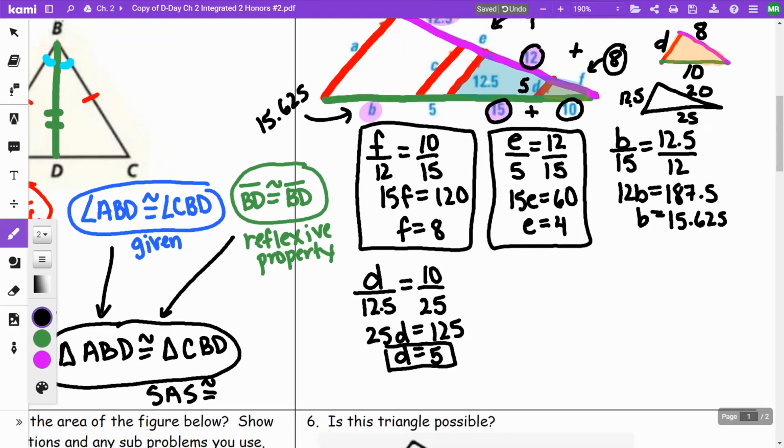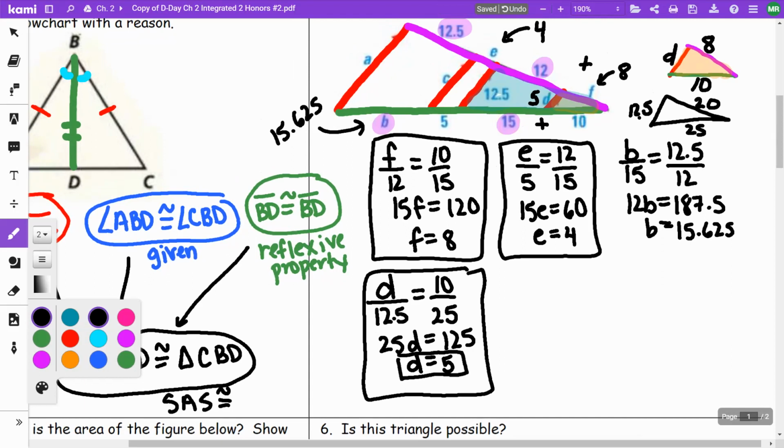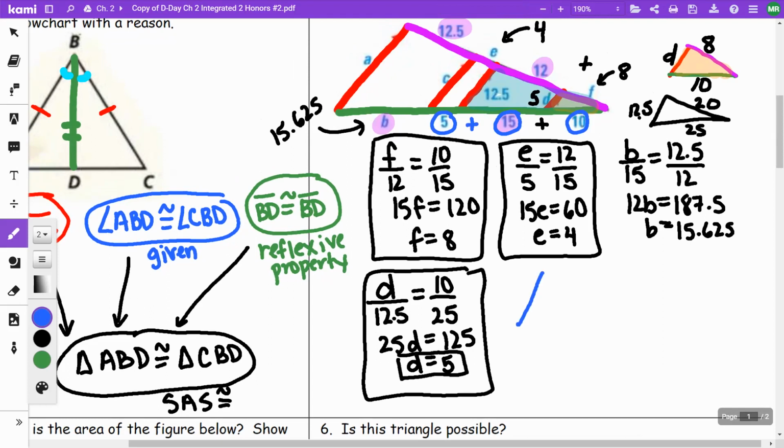And then I can do the same idea to find C. So I am going to be using this time the 5, the 15, and the 10, which I'm going to add up all the way together. And so that triangle is going to be C. 5 and 15 is 20 plus 10, that's going to be 30. I'm talking about all the way here is going to be 30.